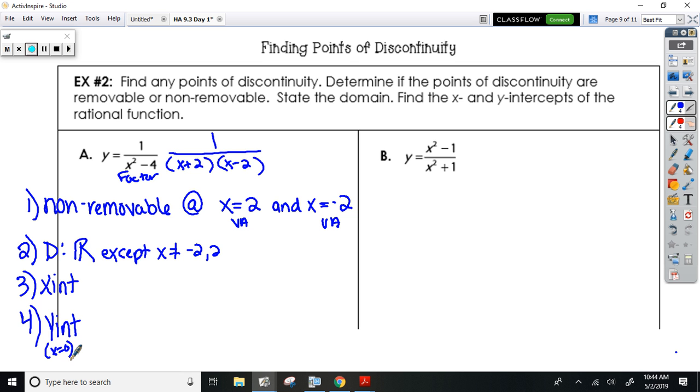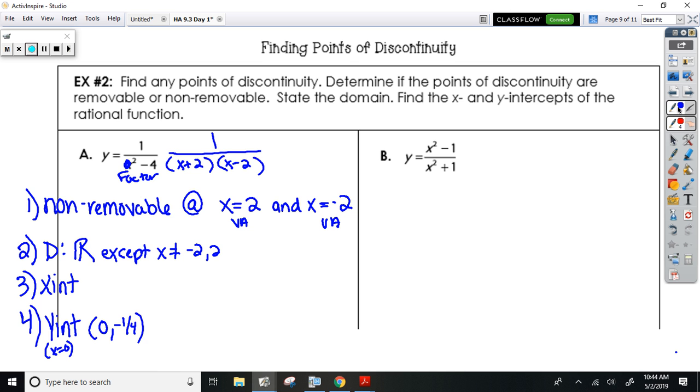So go up to the original equation or the factored equation, it doesn't really matter. Plug in 0 for x. 0 squared is 0, minus 4 is negative 4. 1 over negative 4 is negative 1/4. So this would be (0, negative 1/4). Y-intercept, always your friend. X-intercept, more algebra.